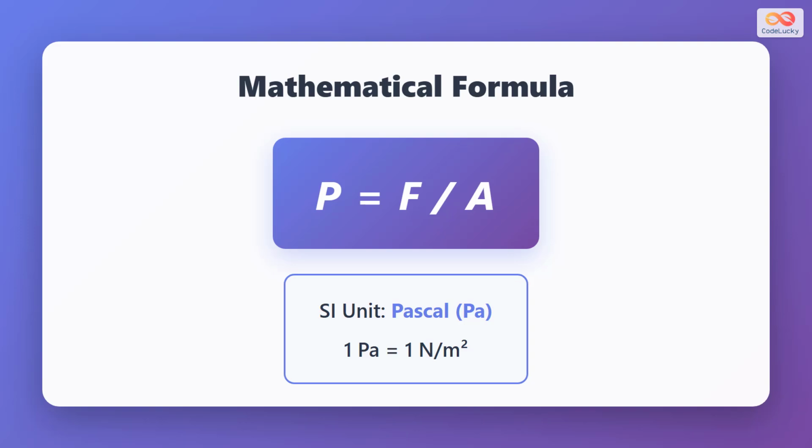The formula for pressure is written as P = F/A, where P represents pressure, F represents force, and A represents area. The SI unit of pressure is the Pascal, abbreviated as Pa. 1 Pascal is equal to 1 Newton per square meter. This unit is named after the French mathematician and physicist Blaise Pascal.